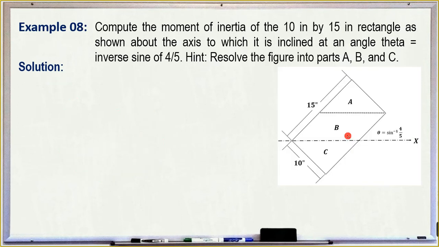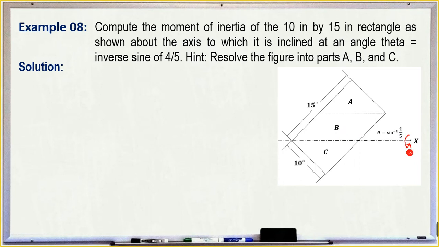So let's proceed sa final na problem. Still a composite figure. The problem: compute the moment of inertia of a 10-inch by 15-inch rectangle as shown about the axis to which it is inclined at an angle theta equals inverse sine of 4/5. The hint is to resolve the figure into parts A, B, and C. Again, this figure will tend to rotate along this given axis labeled as X.